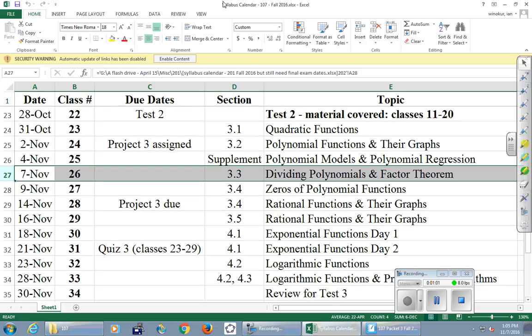Today we're going to cover something called dividing polynomials and the factor theorem. Don't forget that project number 3 is due 1 week from today, Monday coming up. Any questions on the calendar? Have folks started on the project? Yeah? Looked at it? You have a copy of the project. That's all you're willing to commit to.